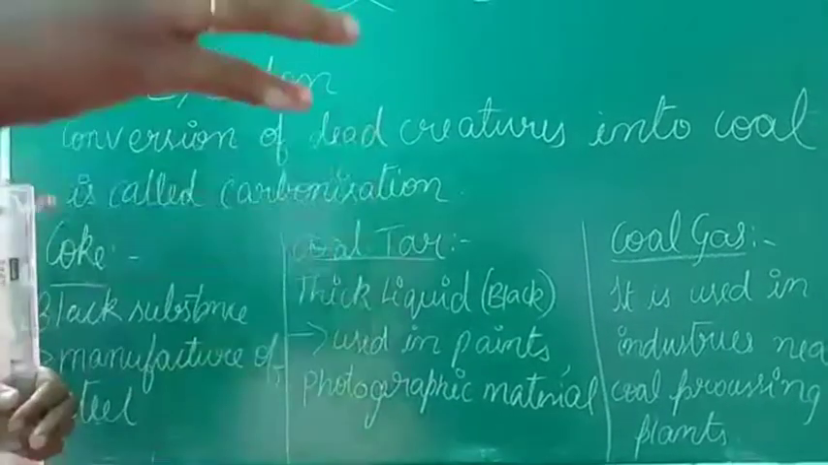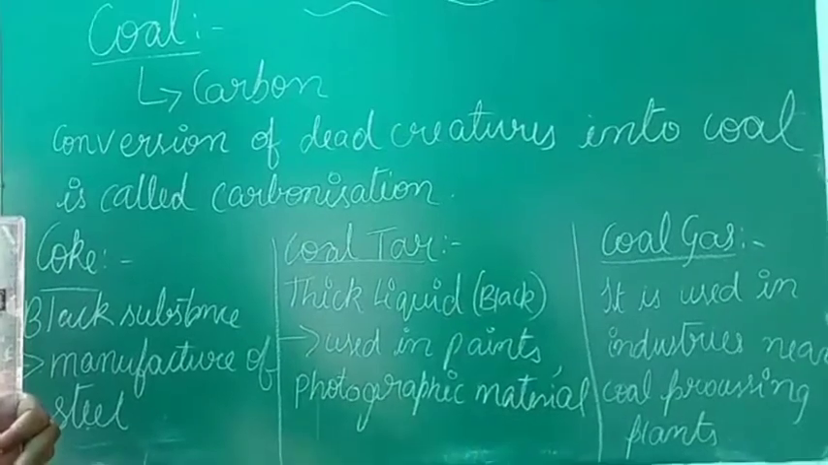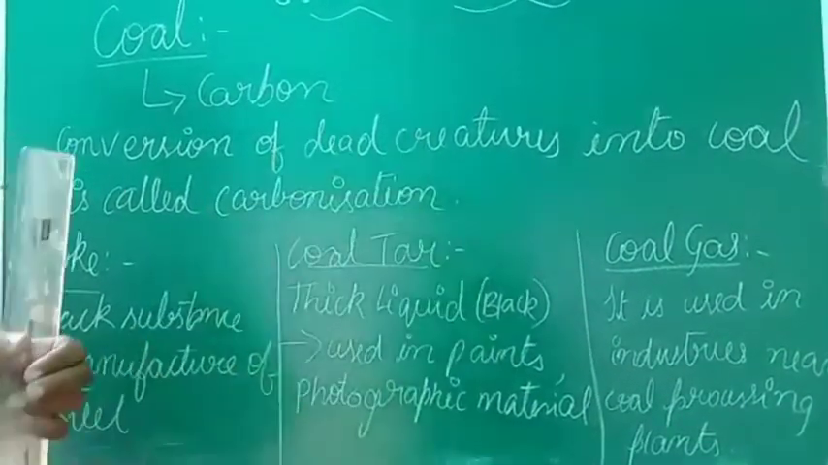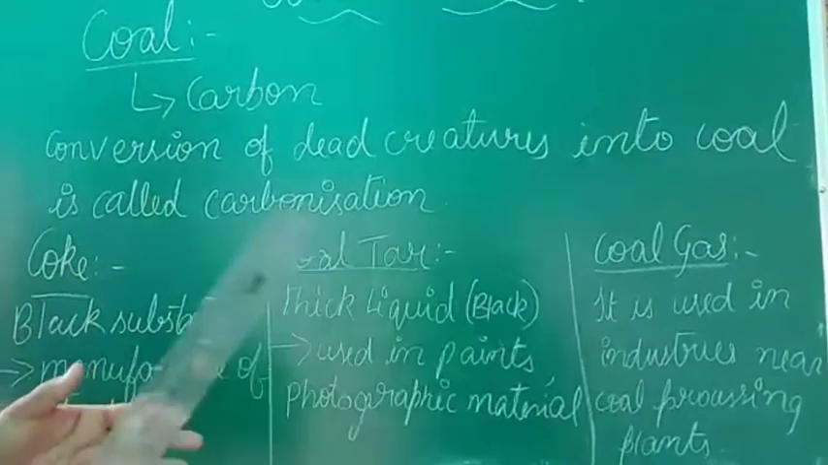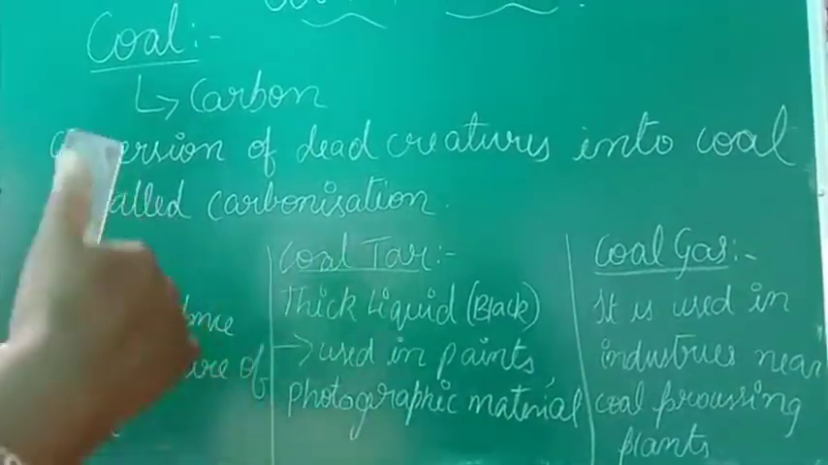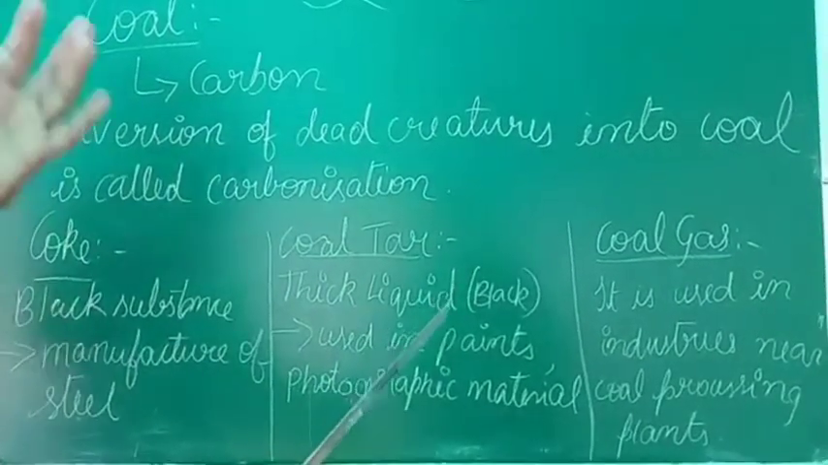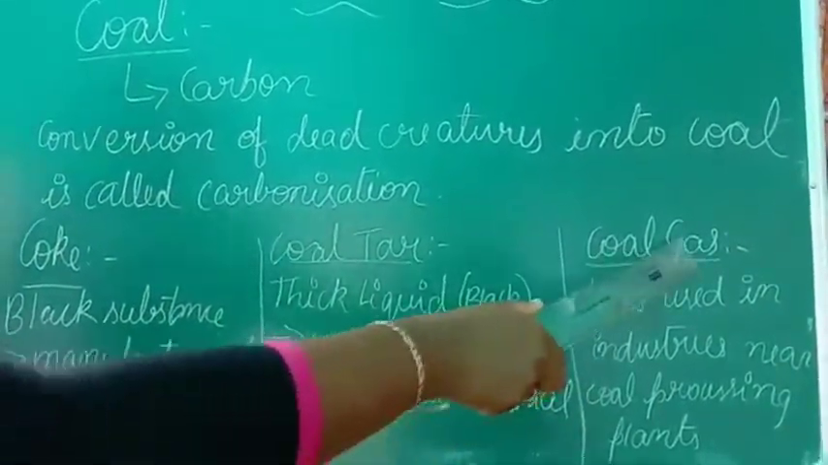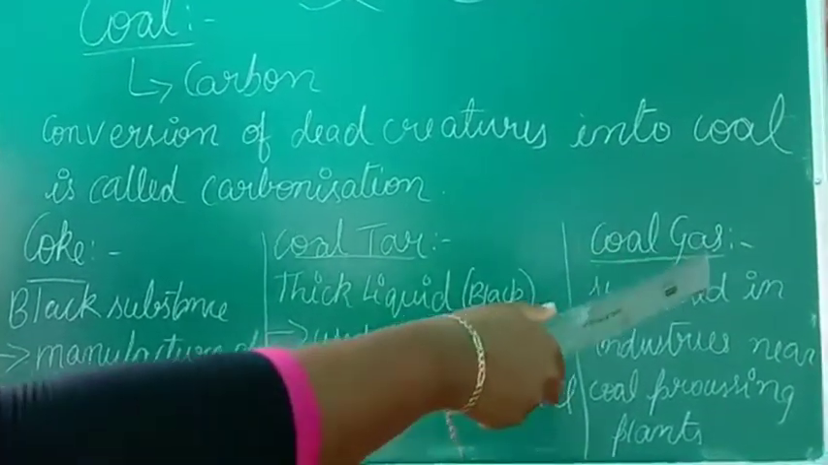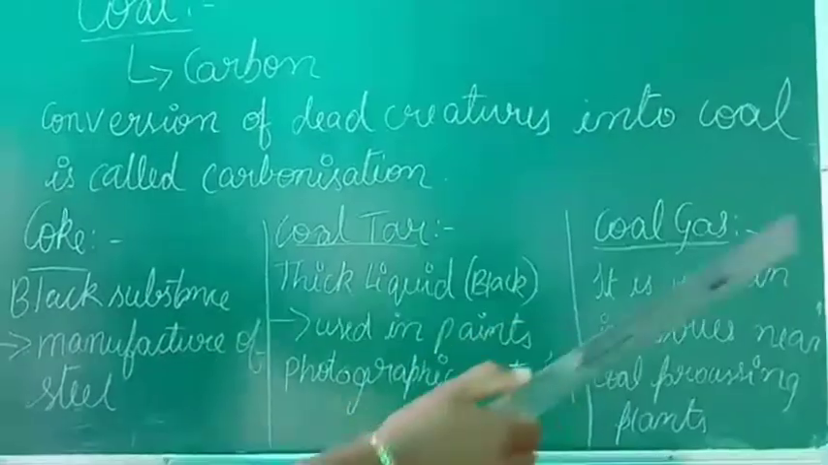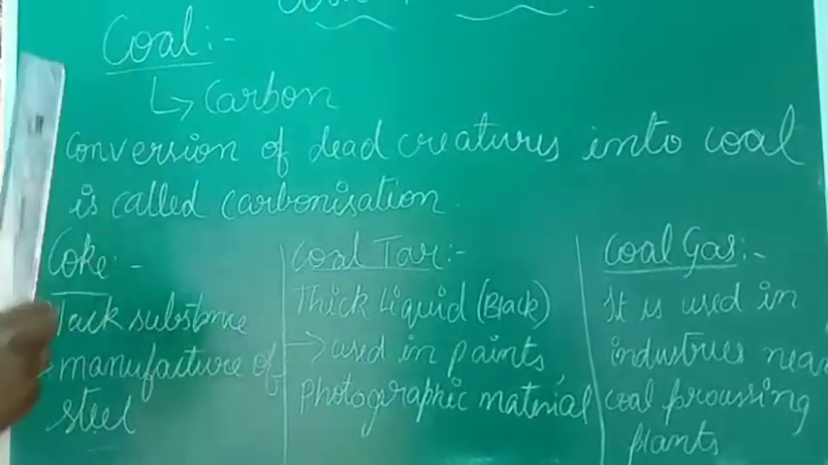When that is called a coal processing plant, big industries will be there, and their work is to do mining. They remove the coal from underground and send it to the nearby industry to prepare purified coal. When purification is going on, some gas is released from the coal, and that is called coal gas. Coal gas is used in industries near coal processing plants. So this is somewhat the information about coal.